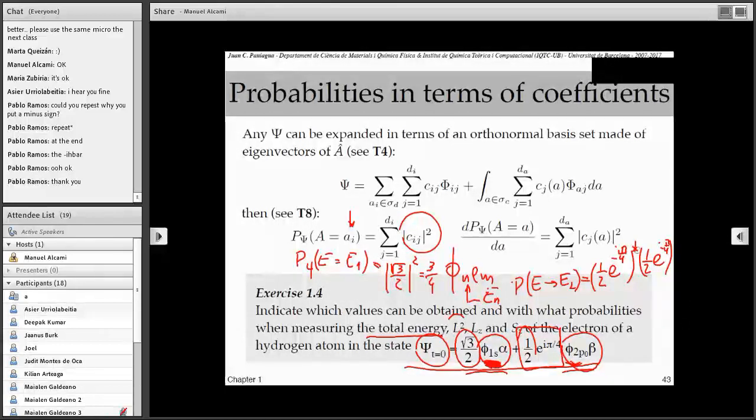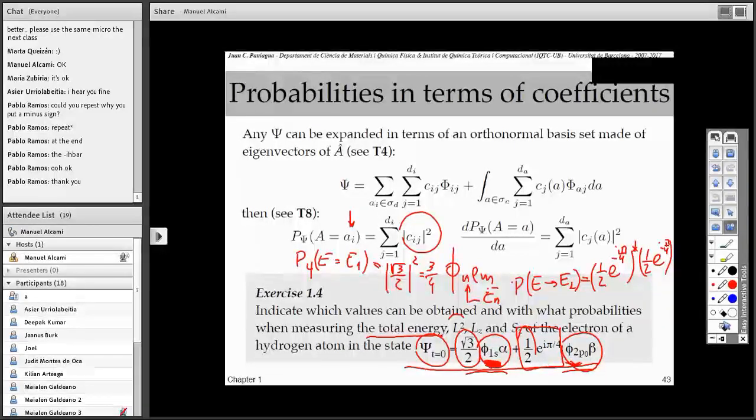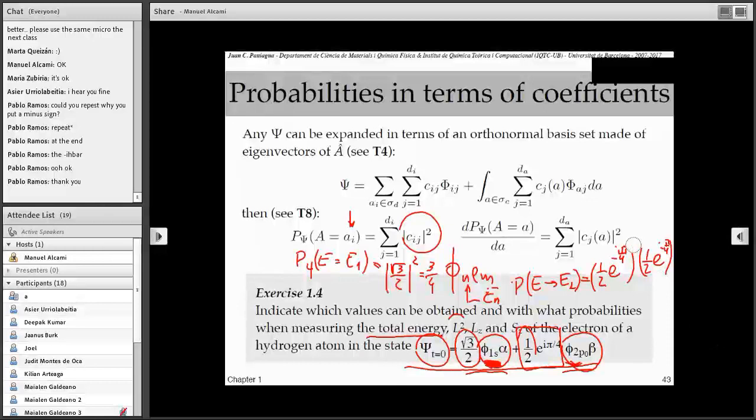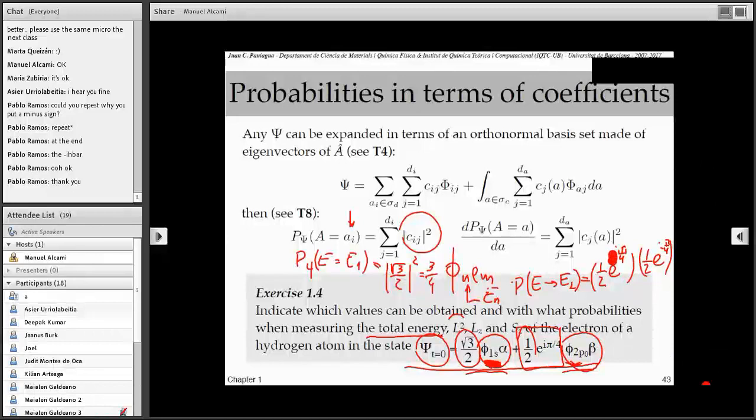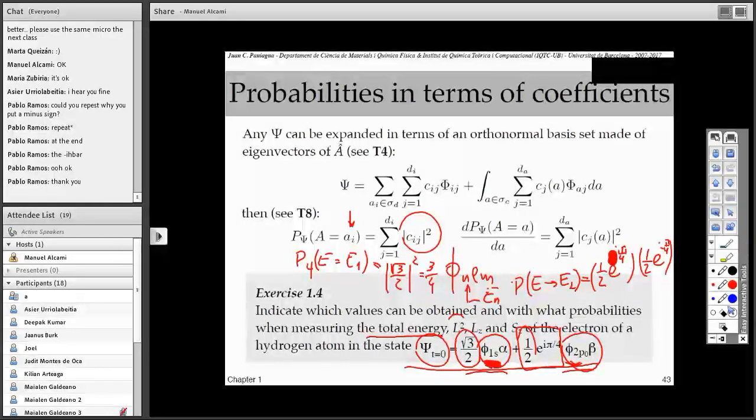But to take the conjugate, in fact, is nothing but to change... Oh, sorry. Wait.